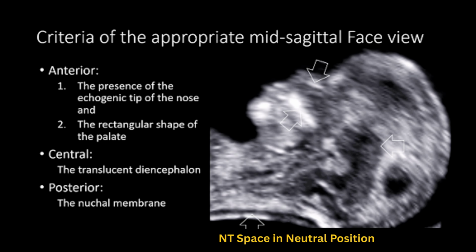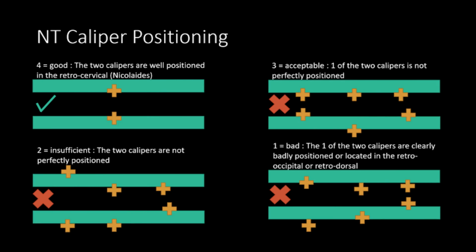Use your cine loop, don't just freeze the first frame that looks okay. Scroll slowly through the cardiac cycle and pick the frame where the neck is neutral and the NT borders are clearly defined. Once you've got true profile, good zoom, and a neutral neck, freeze that frame.